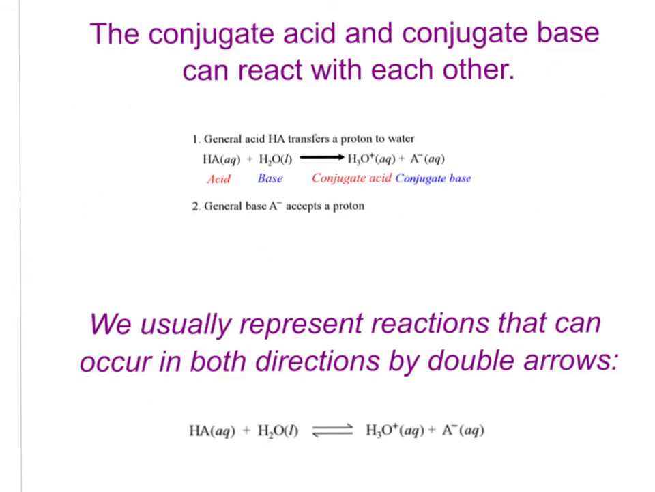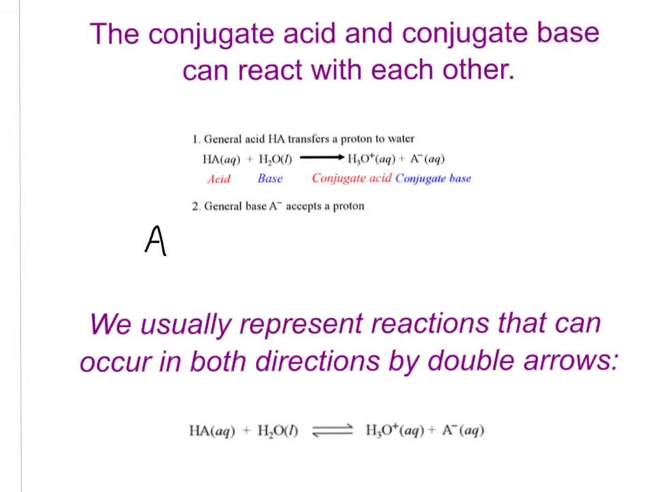So, remember I just said we can have this reaction go in reverse. That seems kind of strange maybe, but that is indeed what can happen. We have this acid right here, HA, this base, water. It's forming the hydronium ion, and it's forming the conjugate base, the anion. We can take these products, the conjugate acid and the conjugate base, and they can react with each other.